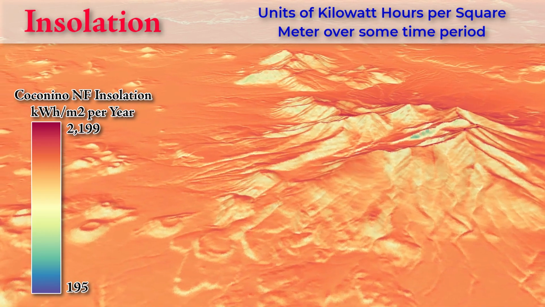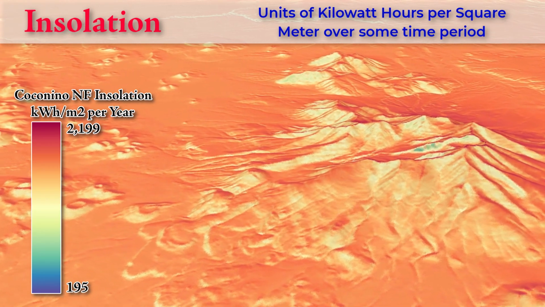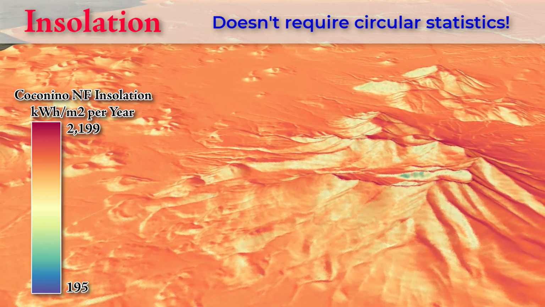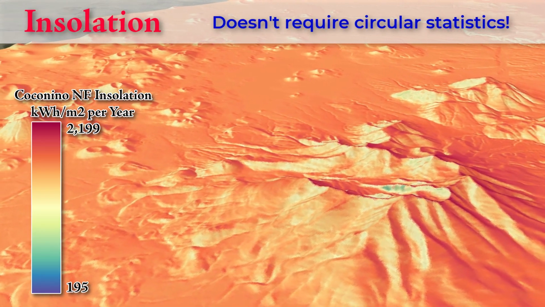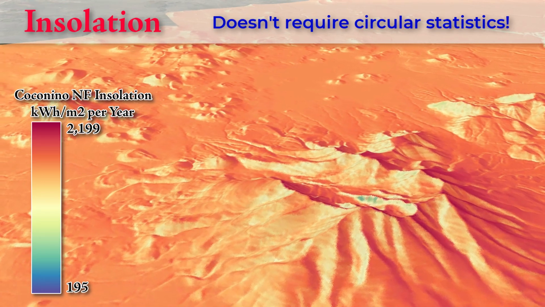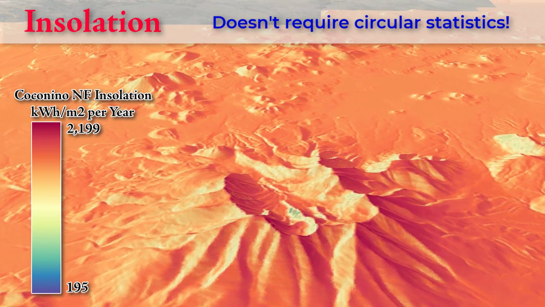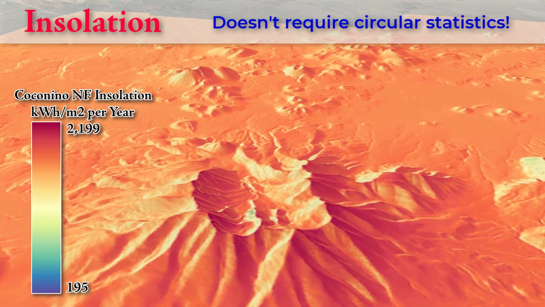And not only is this interesting information, it also gives insolation an advantage over aspect in that it's much easier to calculate summary statistics from it. You don't need to resort to circular statistics because solar energy is not a circular variable like aspect. And the tool produces interesting optional outputs.